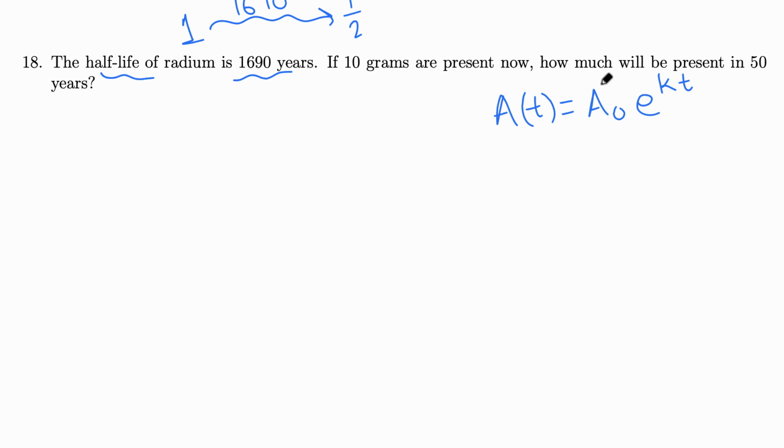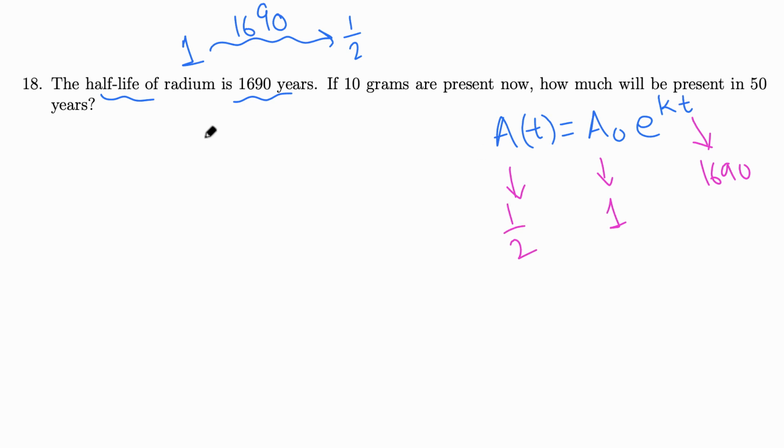In the first part, this initial amount is 1, this will be 1/2, and the time t is 1690. From this we can find the value of k, the decay rate, and that has to be negative, and we use the same k to answer the second part. So let's do the first part. The final amount is 1/2 equals 1 times e raised to k, to be determined, times 1690. So 1 times this is just that.